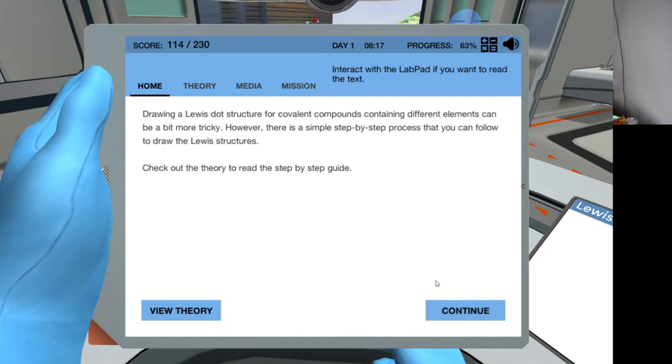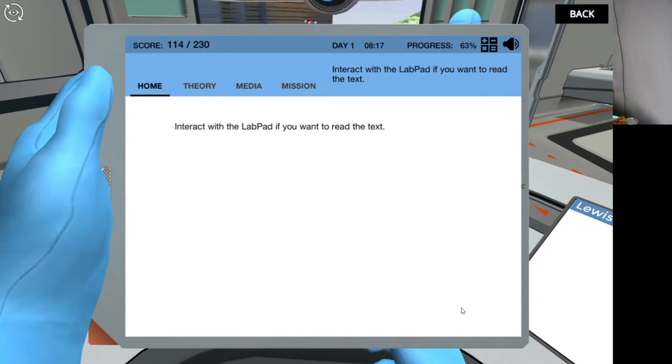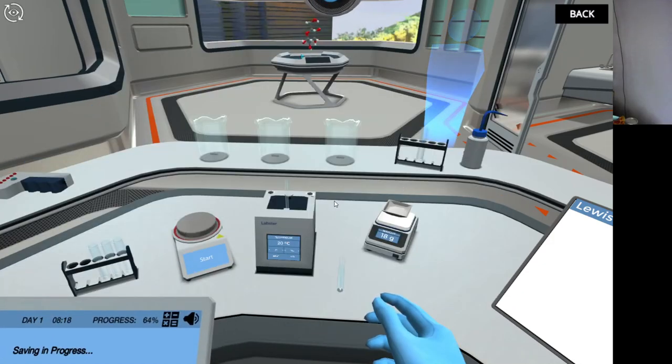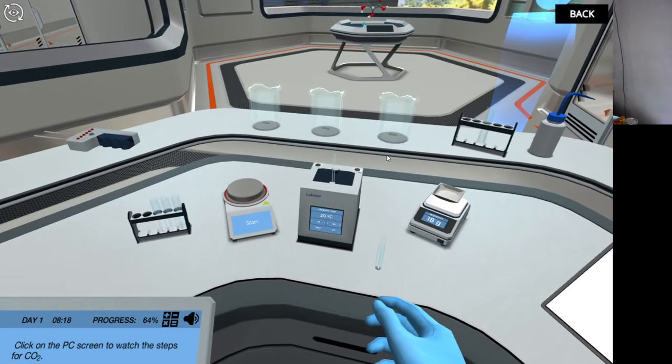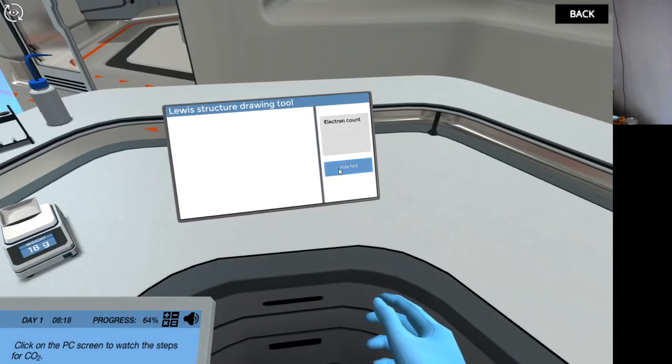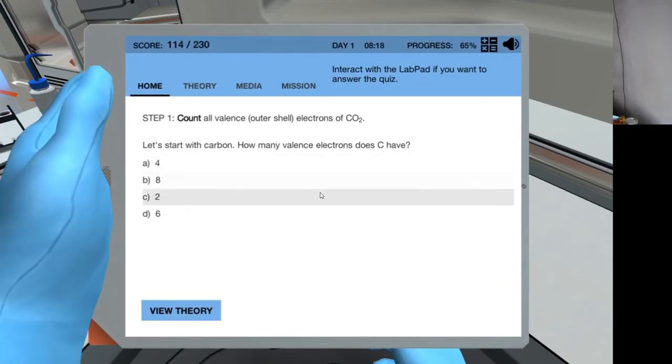Drawing a Lewis dot structure for covalent compounds containing different elements can be a bit more tricky. However, there is a simple step-by-step process that you can follow to draw the Lewis structures. Click on the PC screen to watch the steps for carbon dioxide. Step 1. Count all valence electrons of carbon dioxide.